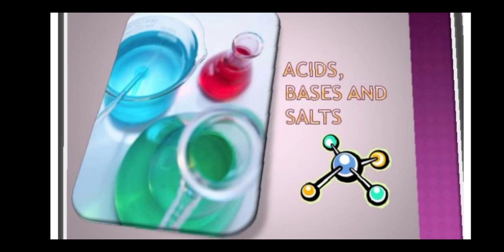Hello students, we have already started with the chapter Acid, Base and Salt. So let's learn what is acid, what is base and what is salt.